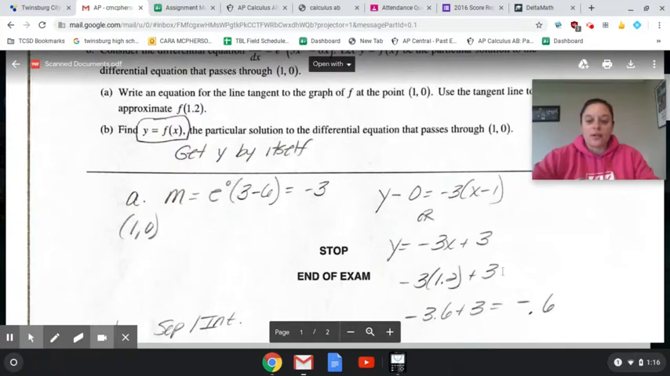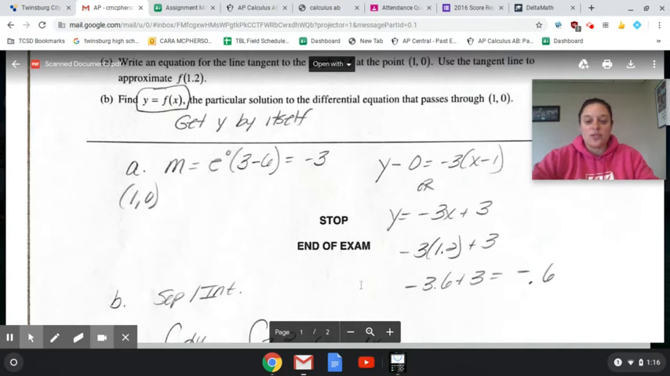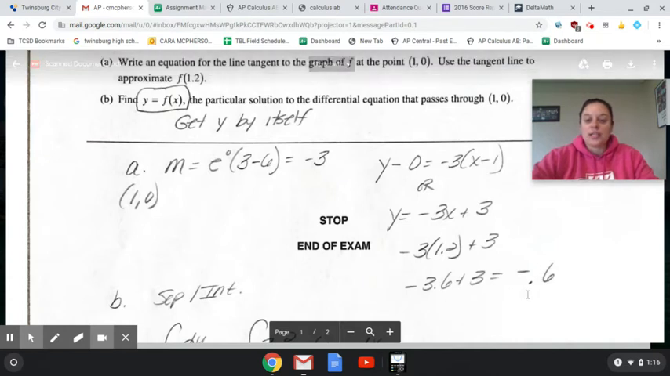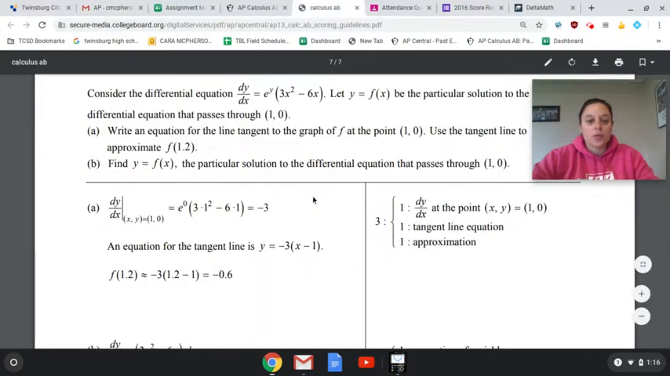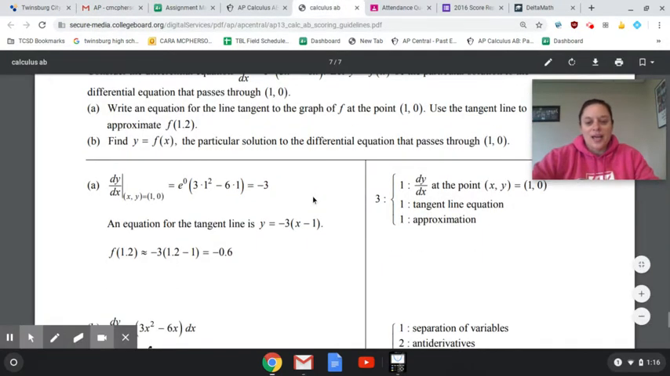Again, this was a non-calculator question, but you'll have the calculator on the AP test if you need to do quick arithmetic. You should get a value of -0.6. So the scoring on this was 3 points. They were kind of generous. Usually it's only 2 points for this, but they actually gave 1 point for the slope, 1 point for the tangent line, and 1 point for the approximation. So you have 3 points that all kind of go together. So I think if you get one of those, it's pretty easy to get the second and the third.